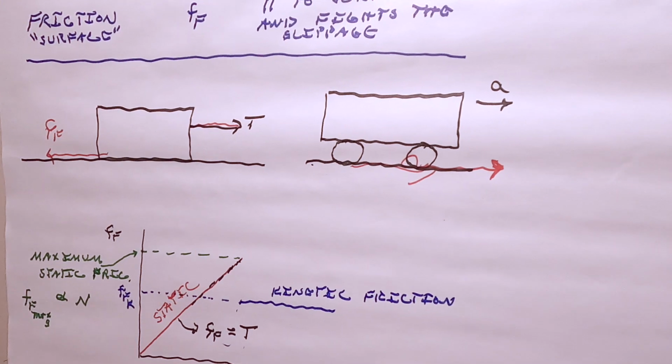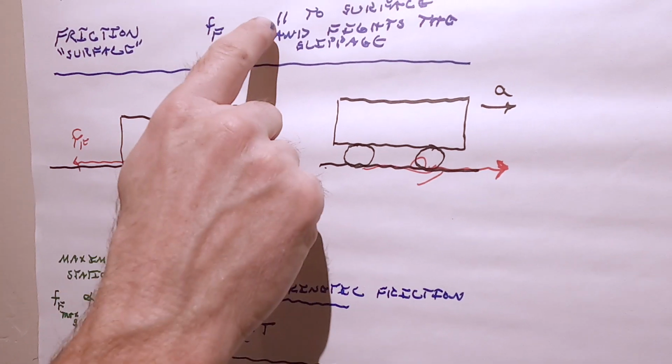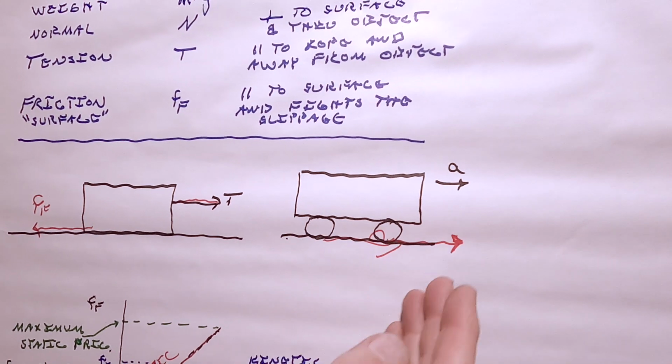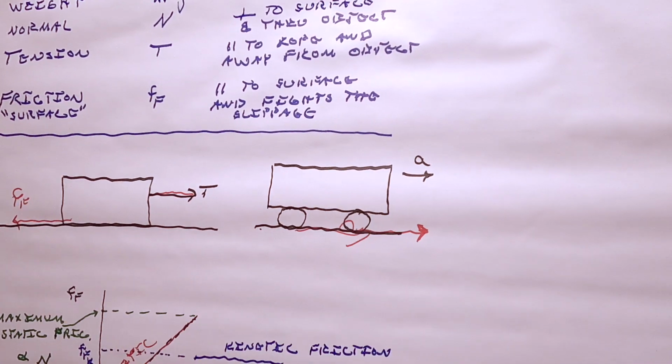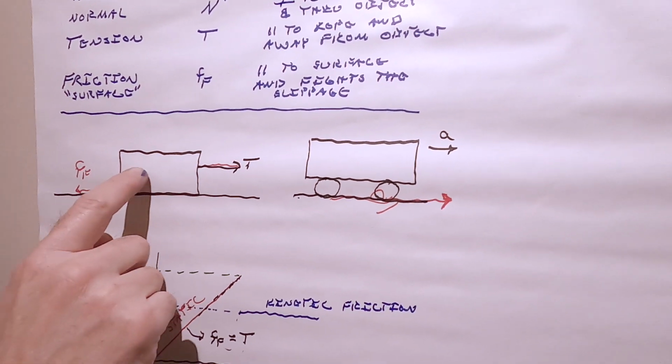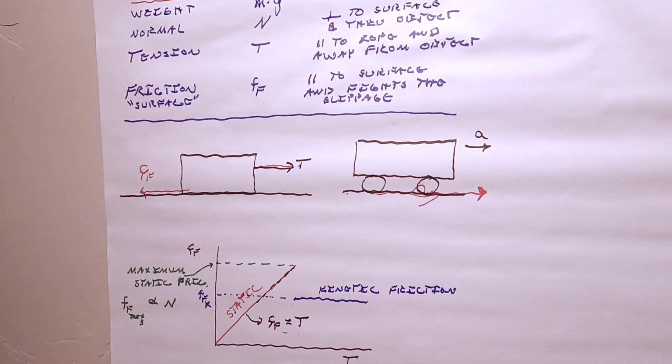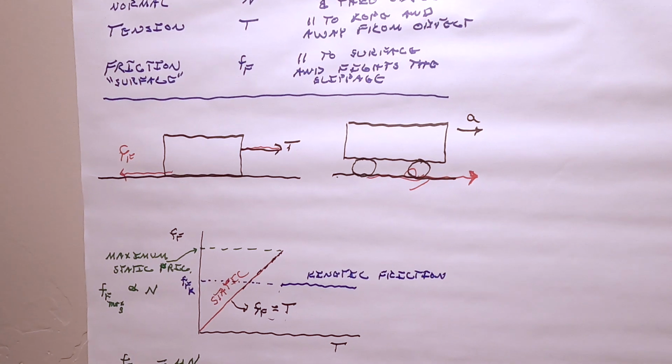So the definition of friction, the best way I see it, is that it's parallel to the surface and fights the slippage. So over here, the tire wants to slip this way, the friction is in that direction. Here, the block wants to slip that way, the friction is in that direction. That will always give you the correct direction.